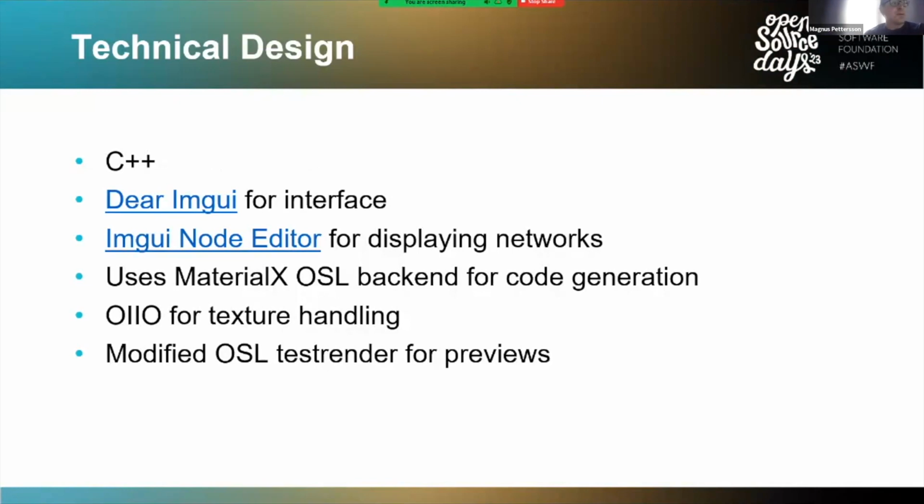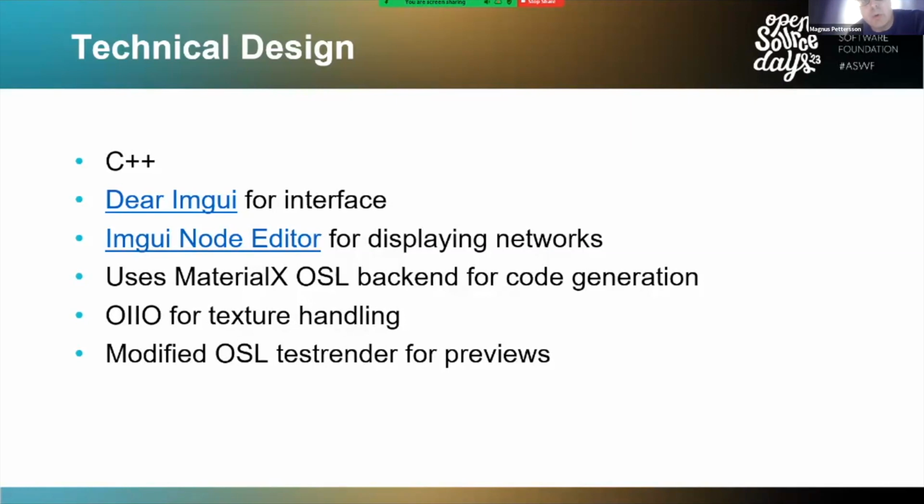But when we started, we couldn't just have our artists edit XML files, so we had to write something. So we wrote a C++ program on top of the Dear ImGui and the node editor packages to build the front end and the graph part of it, which is actually the same thing the MaterialX editor in the repo does nowadays as well.